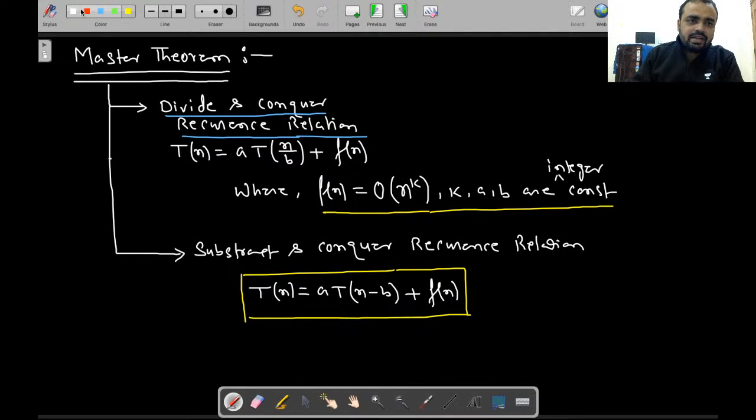My dear friends, here you can easily realize we are dividing the value of n by the constant value b every time, and that's why we say it is divide and conquer. And here we are subtracting some value b from n, and that's why we say subtract and conquer recurrence relation. First we will deal with divide and conquer, then we will see subtract and conquer, and we will try to understand the meaning of everything.